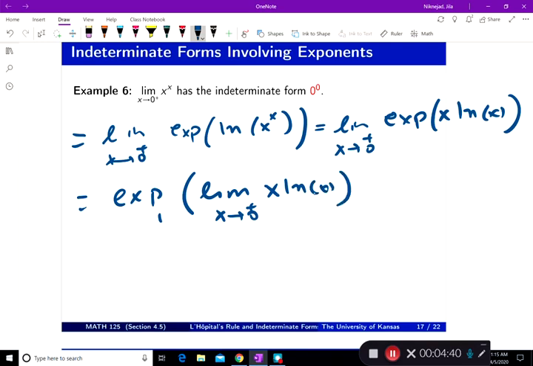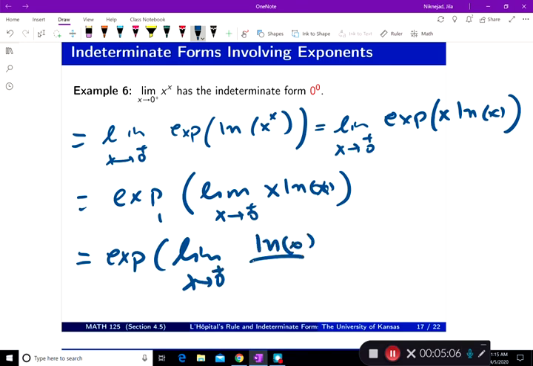Now, x natural log of x is of the form 0 times infinity, and therefore what I need to do is write it as infinity over infinity instead, by taking x to the bottom. So I get exponential of the limit as x goes to 0 of natural log of x over 1 over x. And then I do L'Hopital's rule.